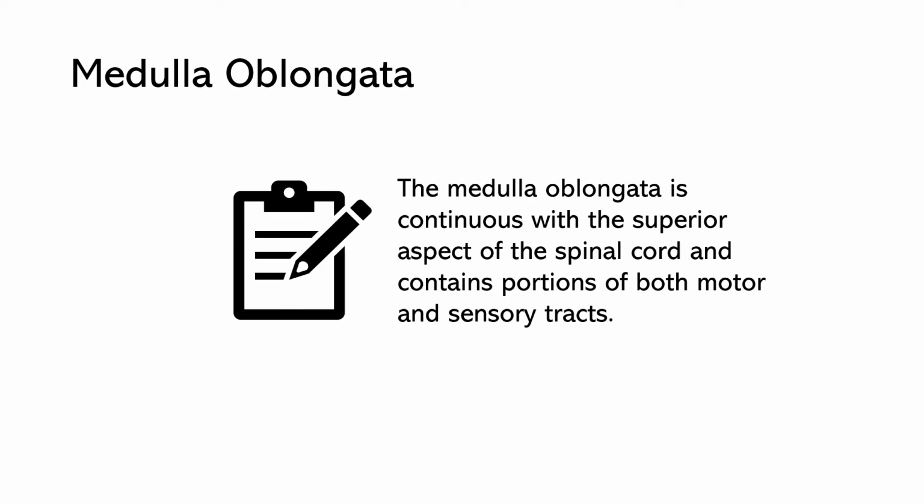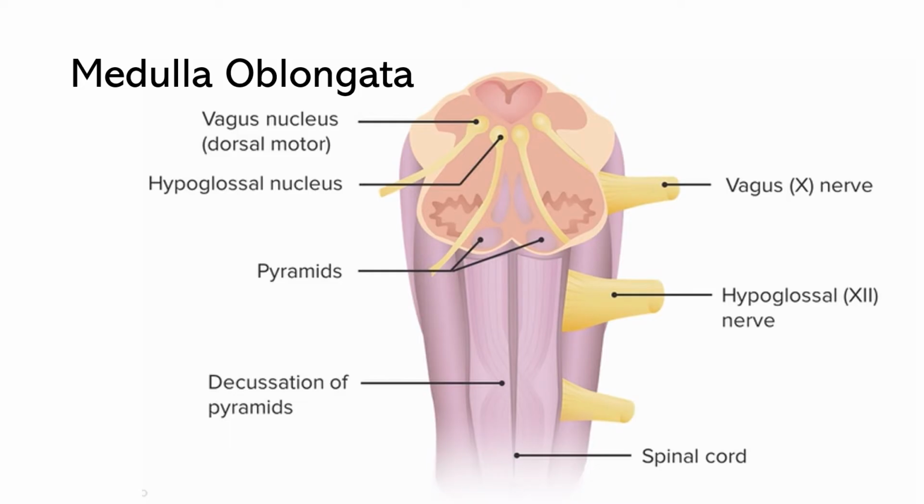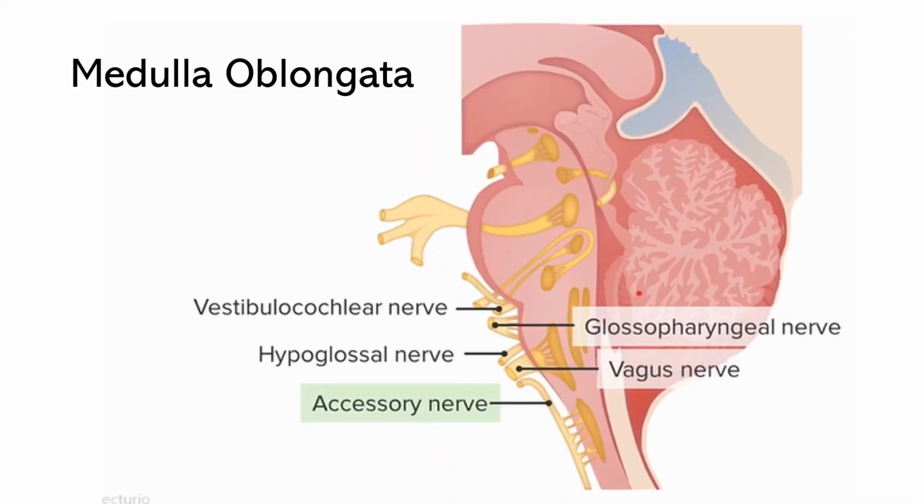It contains portions of both motor and sensory. Also, on the medulla oblongata, we have nuclei for some of our cranial nerves as well. The nuclei of the cranial nerves include that of the vestibulocochlear nerve, the hypoglossal nerve, the glossopharyngeal nerve, the vagus nerve, and the accessory nerves. We will be talking about all of these nerves in more detail later.